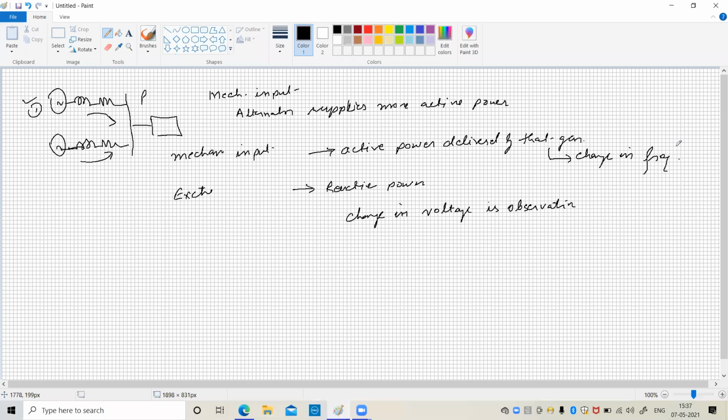Now, change in mechanical input. If you change the mechanical input to one of the alternators, it will supply more active power, and the second generator will supply less active power. The total active power may increase slightly. Because of that, a change in frequency is going to be observed. The frequency of the system increases because here two alternators are working in parallel. So this is the effect of change in mechanical input and change in excitation of two alternators when they are working in parallel.